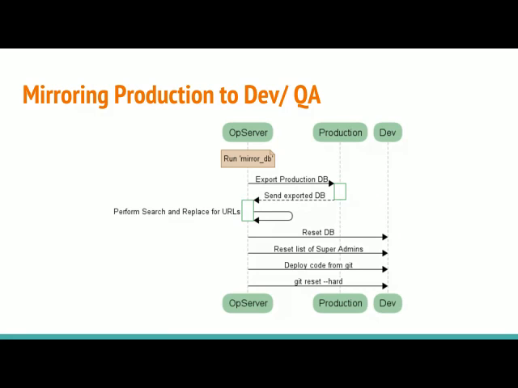So we came up with our own MirrorDB script or process, and this is the high-level overview of how we try to implement it. We have a server, which we refer to as the op server, but this could be your local machine as well. And we run a MirrorDB script. What this script does is it tries to export our production database by going on the production server and exporting it on a per table basis rather than the entire large scale database.